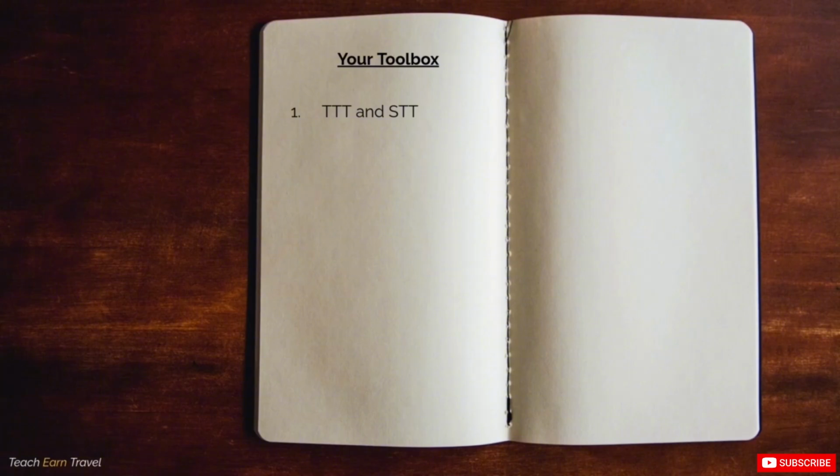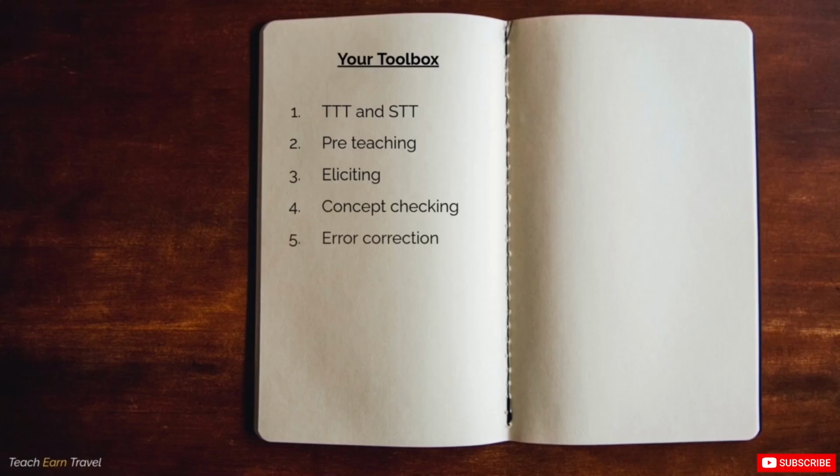First, we're going to talk about TTT and STT. Now, don't worry if you don't know what these are right now, because we're going to go into much more detail about what they are in the coming videos. And then we're going to talk about pre-teaching. After pre-teaching, the third thing we're going to talk about is eliciting. After eliciting, we're going to go into concept checking. After concept checking, we'll take a look at error correction. And then finally in this section, we'll look at giving instructions.